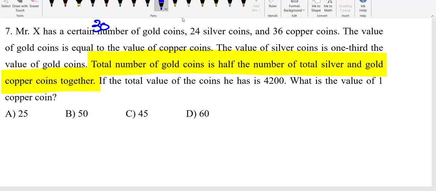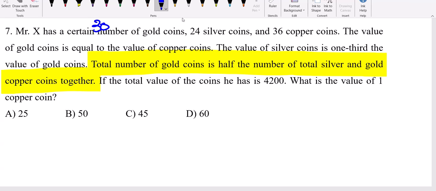You have 30 gold coins, 24 silver coins, 36 copper coins. Okay, fine. Total value of the coins is 4,200. See, there are two things: coins and value. Let's say you have 10 rupee notes, 20 rupee notes, 50 rupee notes. The number of notes and the value of a 10 rupee note, 20 rupee note, 50 rupee note are different. Here the gold value is the amount, and for silver and copper they gave the value relationship.